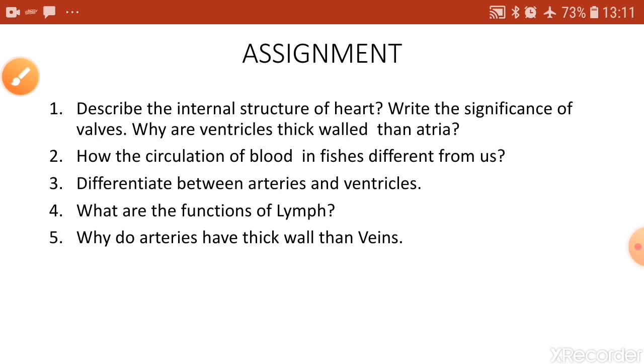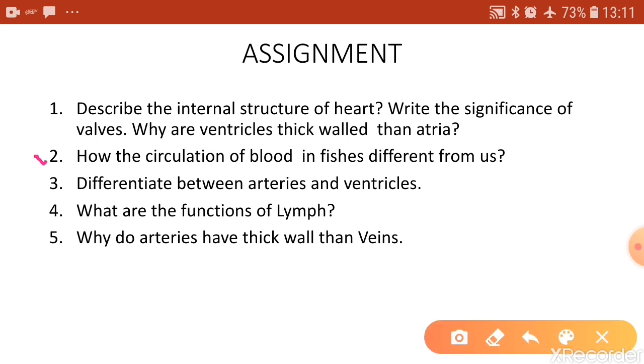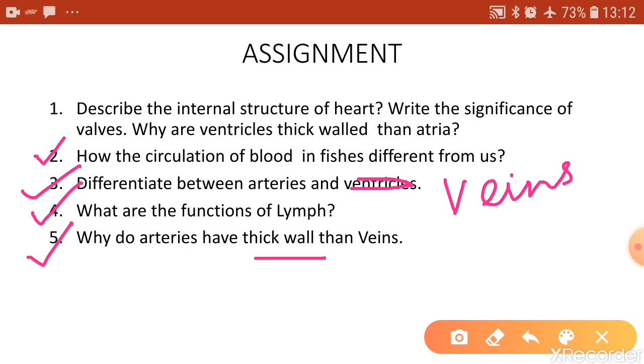The next question is, how is the circulation of blood in fishes different from that of us? Third, differentiate between arteries and veins. Next, what are the important functions of lymph, and why are arteries thick walled when compared to veins? So why do arteries have thicker walls than the veins? These are the questions that are to be answered in the bio copy.